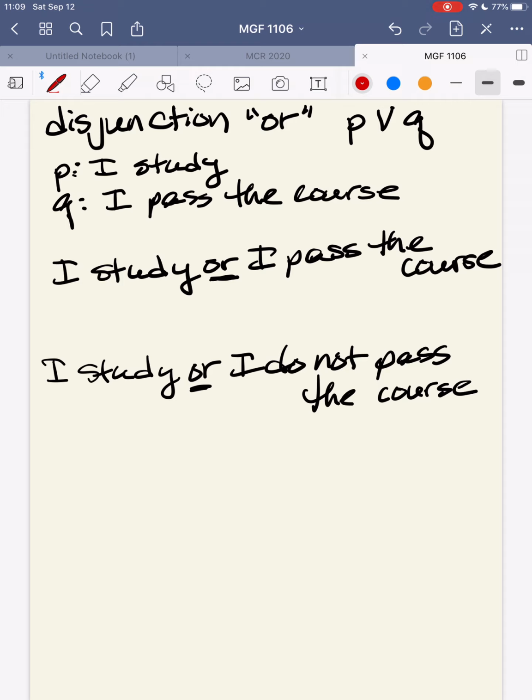Okay, so P is I study. Q is I pass the course. All right. So I study is our P, or I pass the course, that's our Q. Okay, so this one is a straight disjunction or statement. Okay. I study, or I do not pass the course. Now this is the negation of Q.